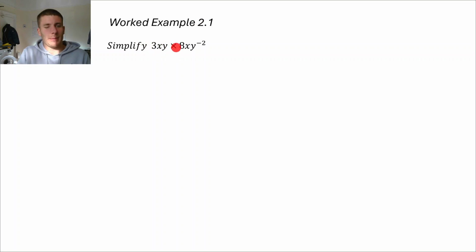So simplify 3xy times 8x y to the power of negative 2. I'm going to go through this in detail, okay? So let's break this into its long form. 3xy really means you're doing 3, you're timesing it by x, you're then timesing it by y, you're then timesing this all by 8 times x times y to the power of negative 2.